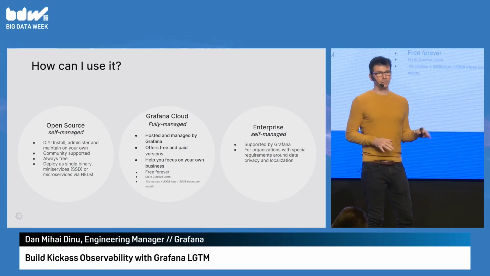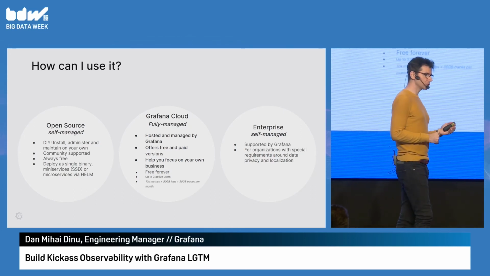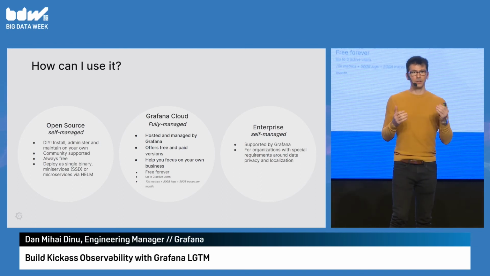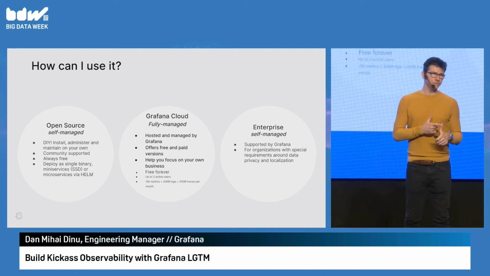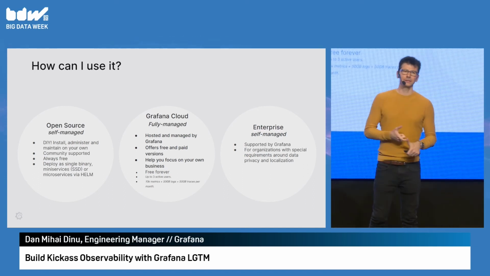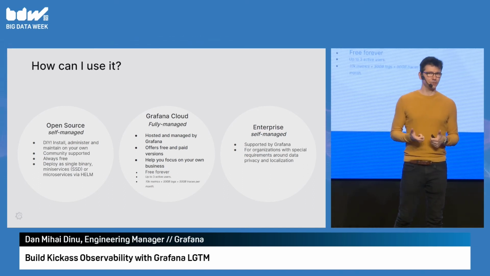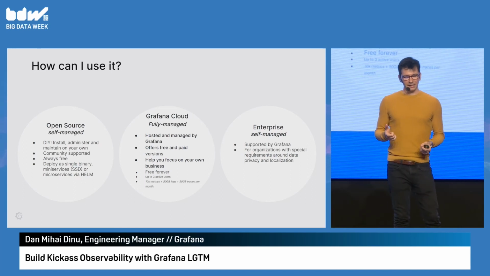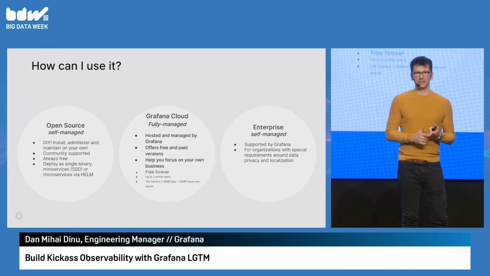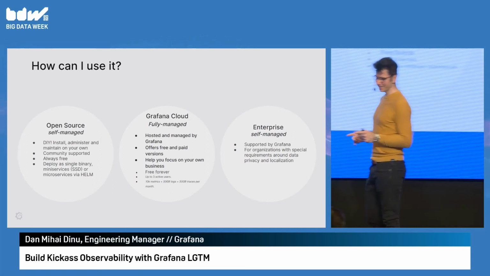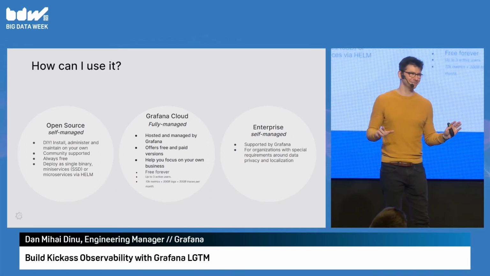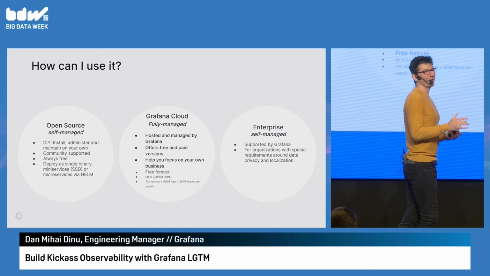One thing which I forgot to mention is that if you choose the open source, you can actually deploy all these three products in different ways. You get the single binary, which I don't recommend, unless you have a pet project which you would like to try things out. You get the mini services. We call it SSD. Bad name. It's not a solid state drive, but it's a simple scalable deployment. And you get the microservices.